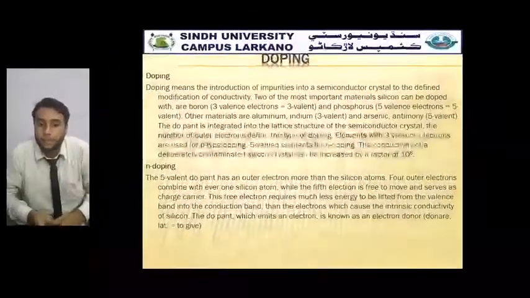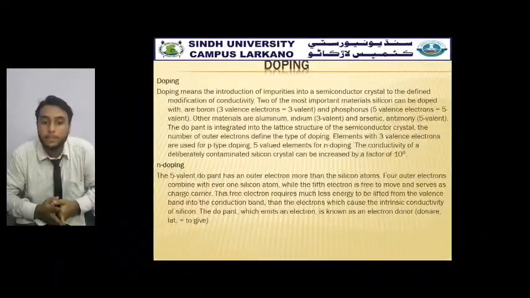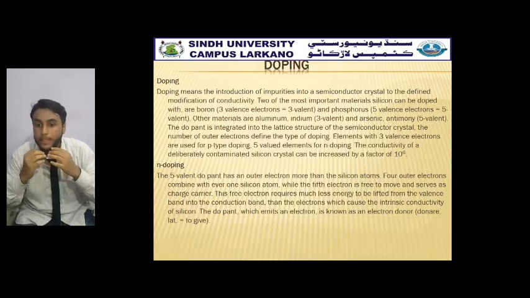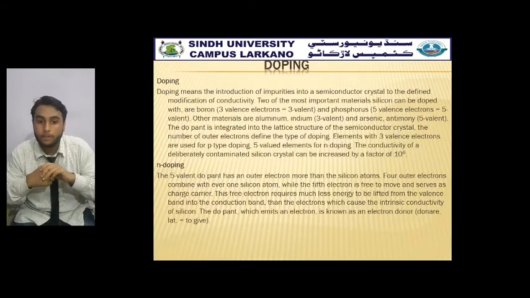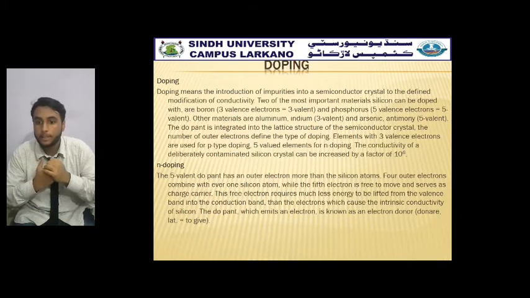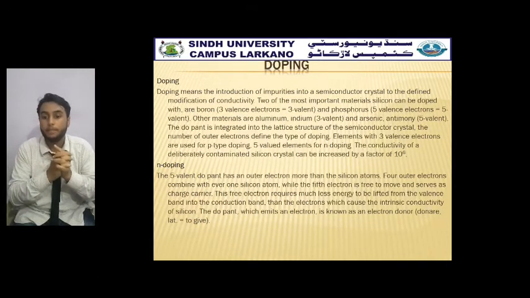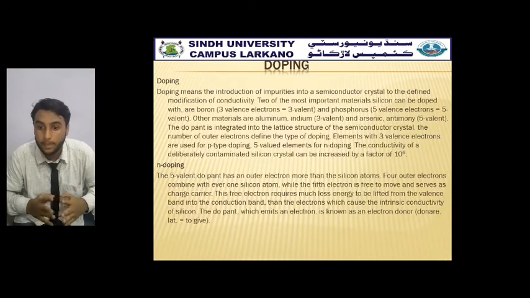Doping means the introduction of an impurity into the semiconductor crystal to modify the conductivity of the two most important materials. Silicon can be doped with the 3-valent boron, with 3 valence electrons, or with the 5-valent phosphorus, with 5 valence electrons. Other elements including the 3-valent aluminum and the 5-valent antimony can also be used. The dopant is built into the lattice structure of the semiconductor crystal. The number of the outer electrons defines the type of doping.